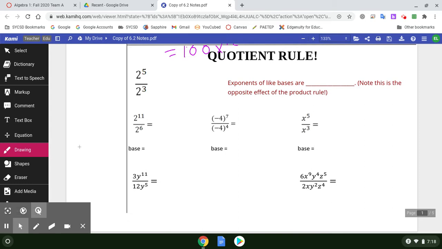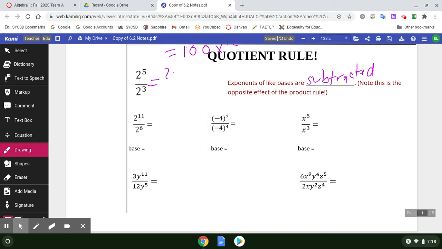Lastly, we have our quotient rule, and that's when we are dividing factors that are like bases, so their exponents are subtracted from one another. As a reminder, that is the opposite effect of the product rule. Since division and multiplication are opposite, subtraction and addition are opposite.